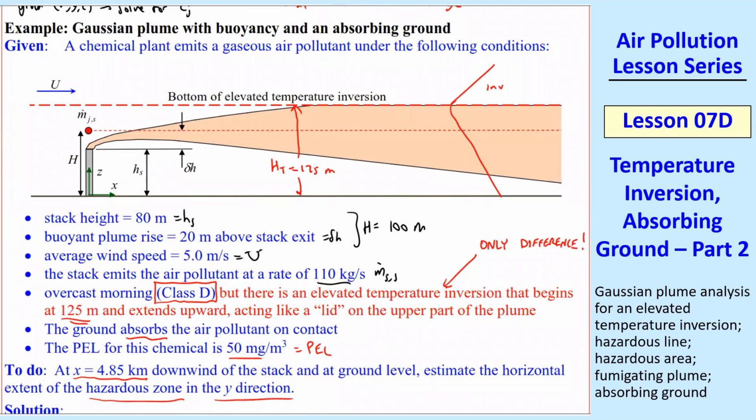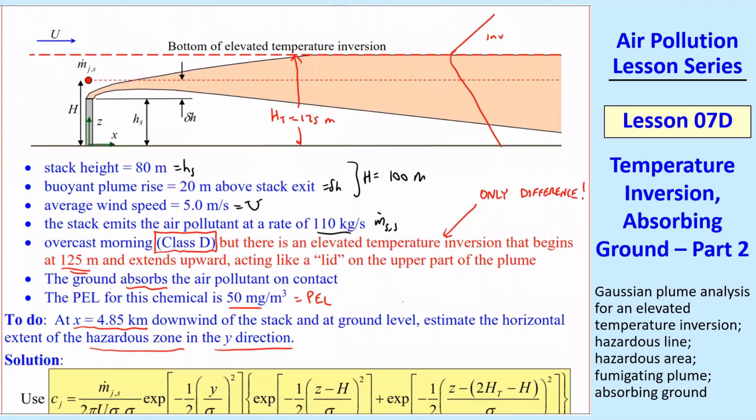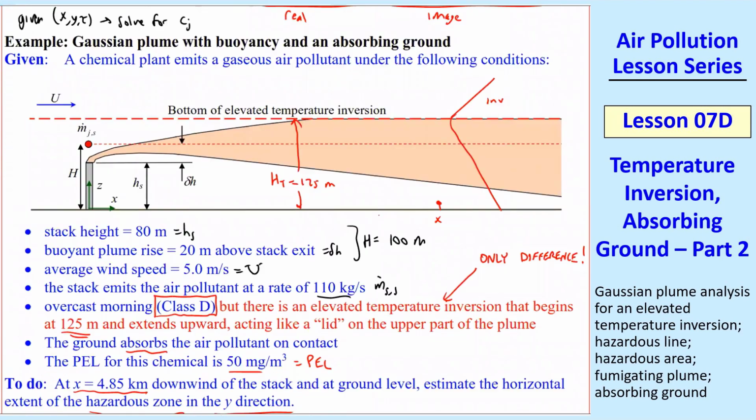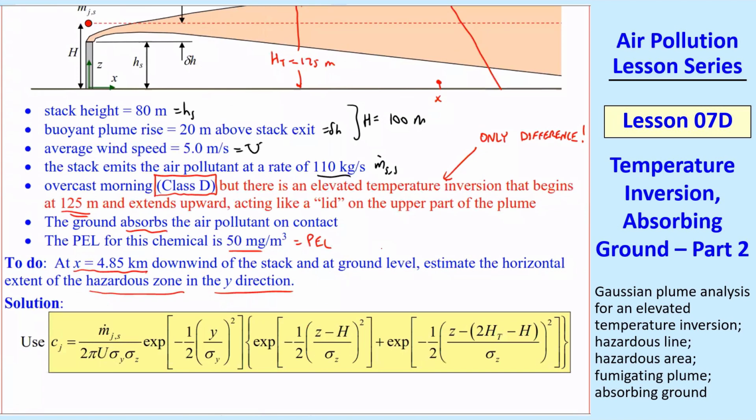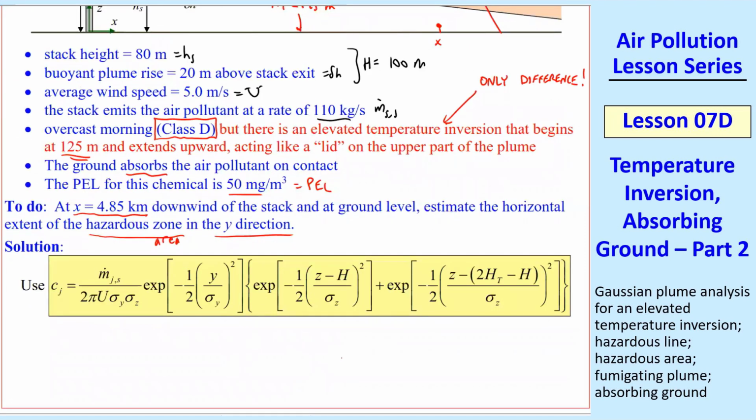So if I had asked you for CJ at some X, Y, and Z value, I give you the X here. If I gave you some Y and some Z, maybe ground level or some breathing height, at some X and some Y on the center line or off the center line, you basically just plug into this equation directly and you have your answer. So that's easy. The harder part is to find the hazardous zone or hazardous area. Sometimes I call it area, sometimes I call it zone. I guess the difference is zone would be a volume and area would be just an area. So I probably should use area there to be more technically correct. And we're going to do this one at ground level, so z equals 0.